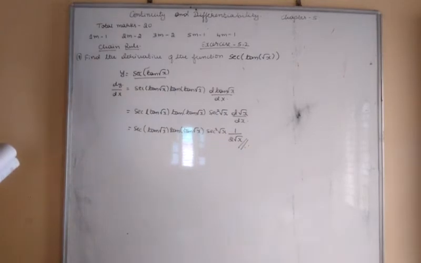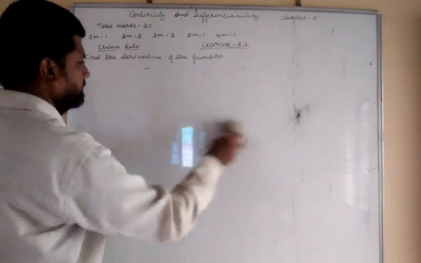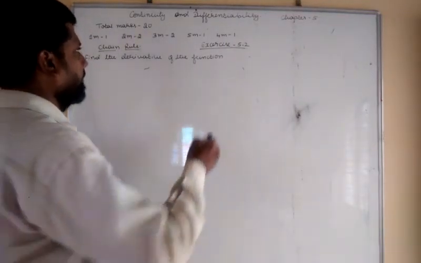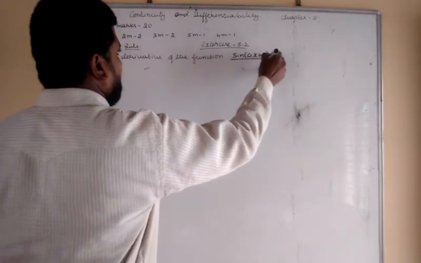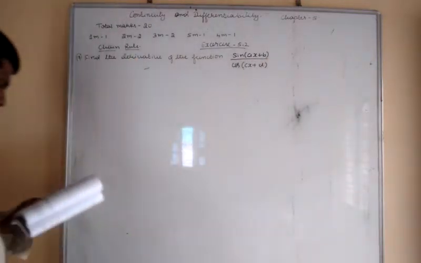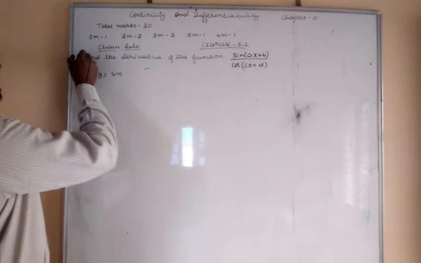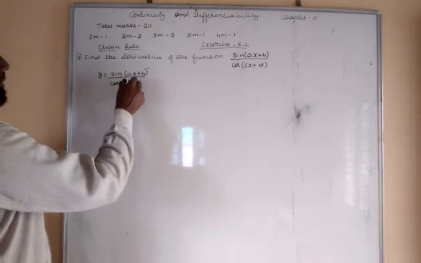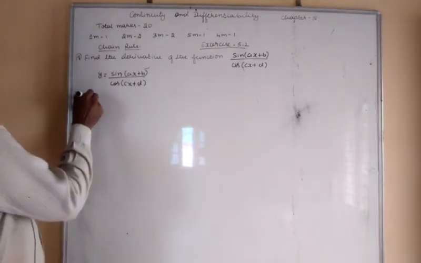Okay, take down the next one. Sine of ax plus b by cos of cx plus d. Okay, so let us take the given function sine of ax plus b by cos of cx plus d. The given function is in the form of fractions, so let us apply the quotient rule here.